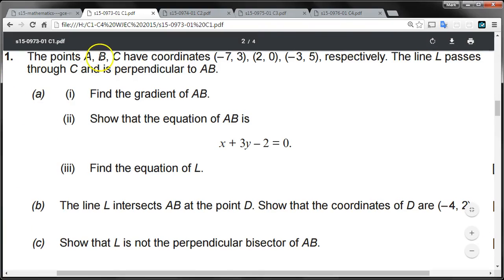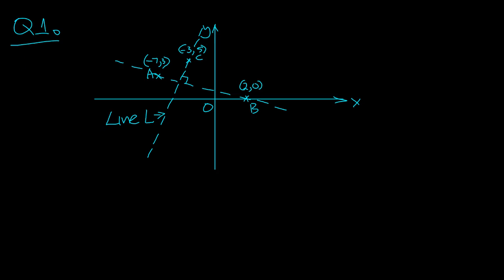Question 1. A, B, C have these coordinates. L passes through C, perpendicular to AB. So I've sketched that already. A, B, C. The line L is perpendicular to AB and passes through the point C.